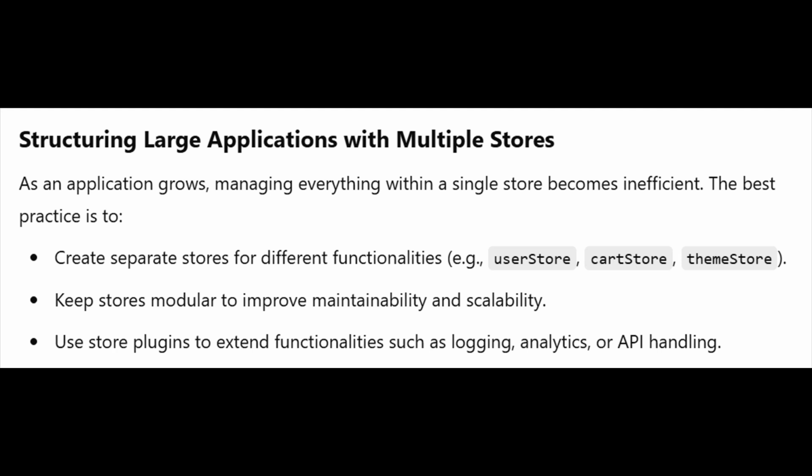Structuring large applications with multiple stores. As an application grows, managing everything within a single store becomes inefficient. The best practice is to create separate stores for different functionalities. Examples: user store, cart store, theme store. Keep stores modular to improve maintainability and scalability. Use store plugins to extend functionalities such as logging, analytics, or API handling.